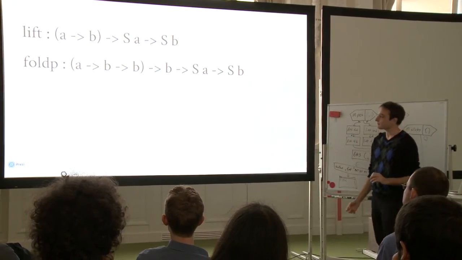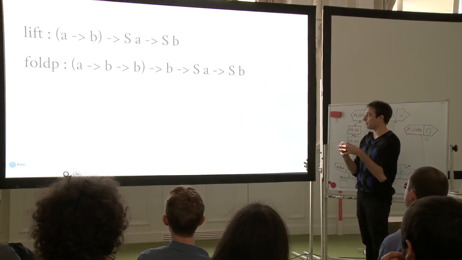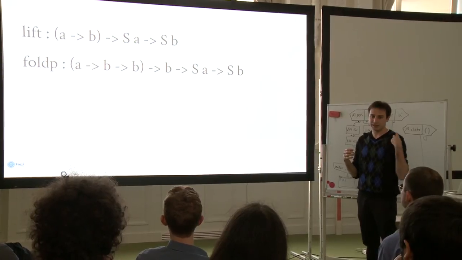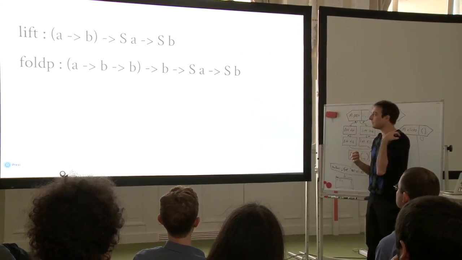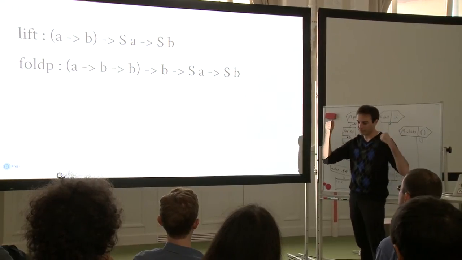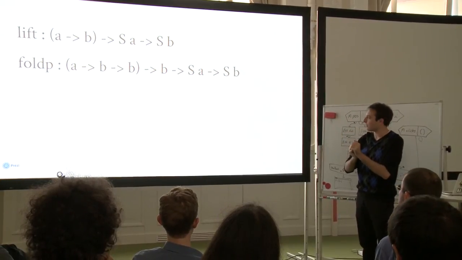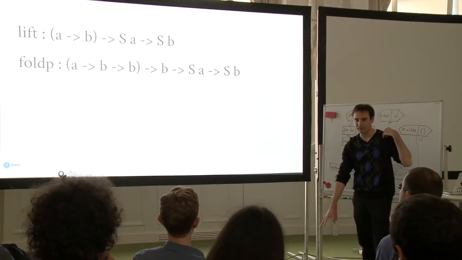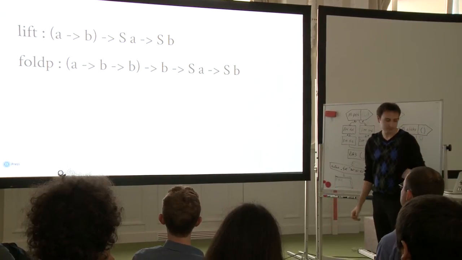Fold P is similar. I have this function, and I have a state that I'm going to keep with me. I'm not going to share it with anyone. And I get values down. I apply the value I got and my state into the function. I save that state for later, and I send that state down to the next person.